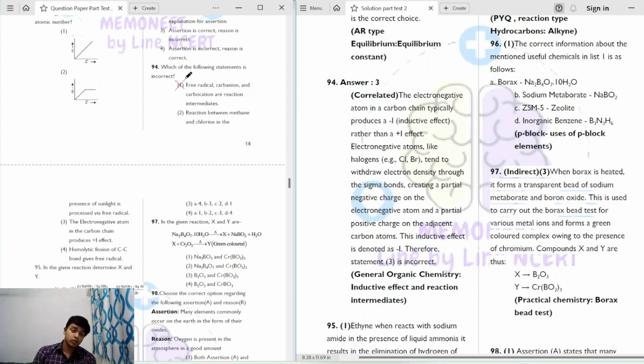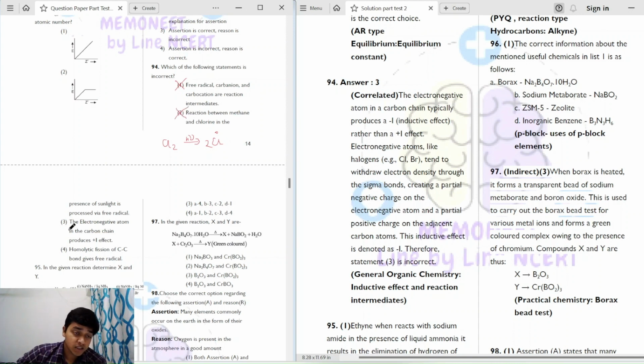If we take a look at statement 2, it says that the reaction between methane and chlorine in the presence of sunlight proceeds via free radicals. So we know that when a halogen reaction takes place in the presence of heat, the heat homolytically cleaves the bond and forms a halogen radical. So this statement is also correct. So statement 2 will not be our answer.